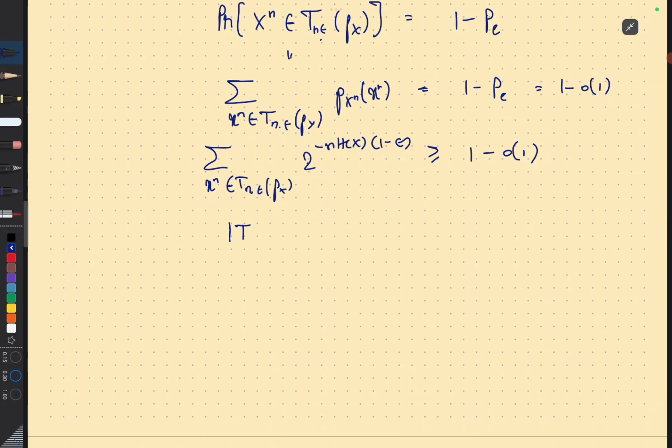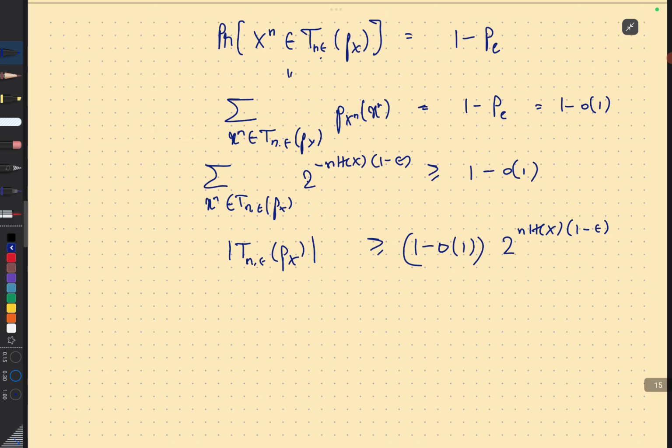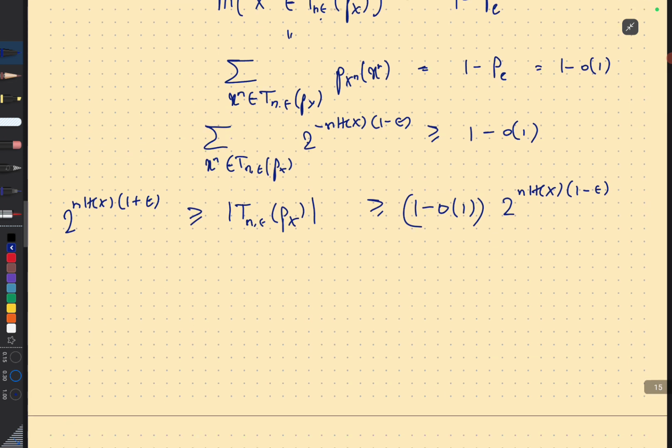Right? So the size of the typical set is greater than or equal to 1 minus little o of 1 times 2 to the n times the entropy times 1 minus epsilon. And we have also shown that this is less than or equal to 2 to the n times the entropy times 1 plus epsilon.